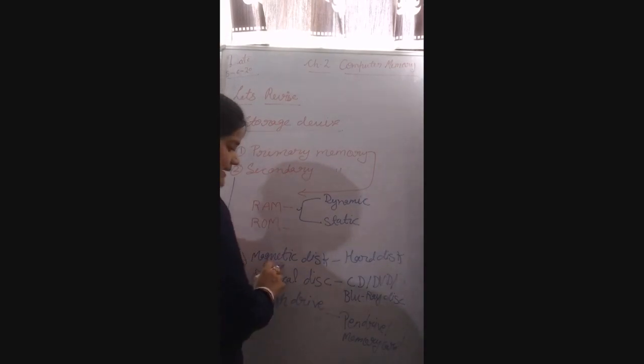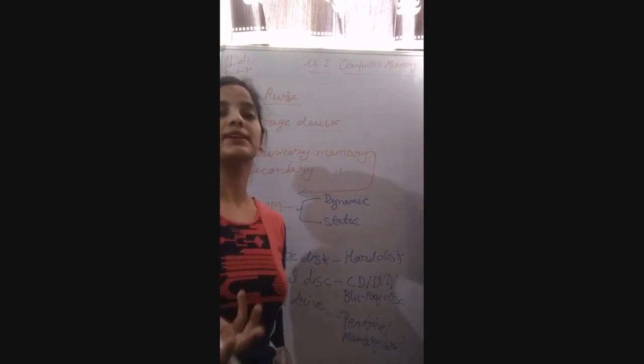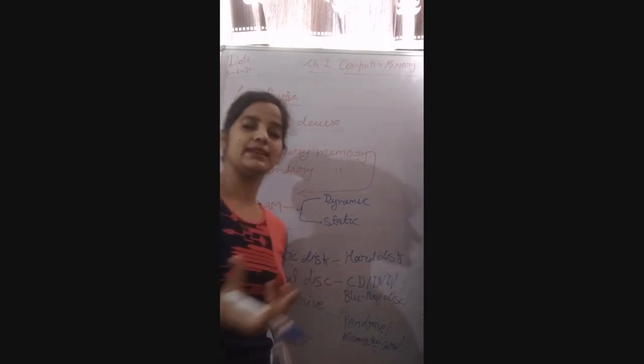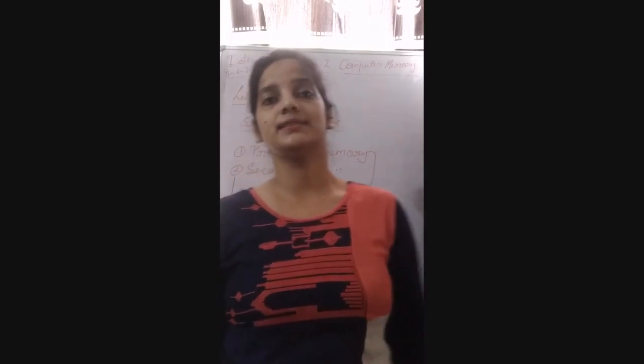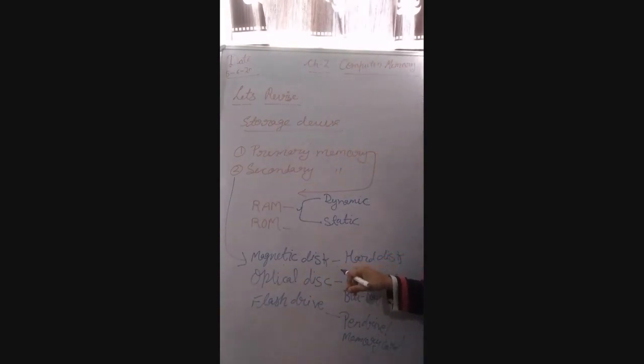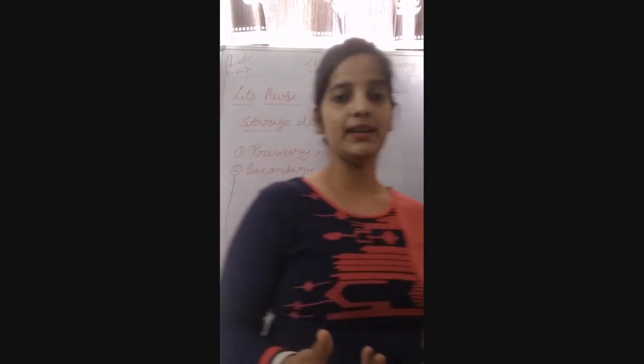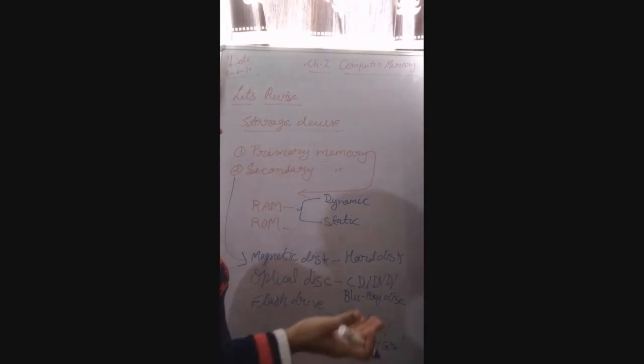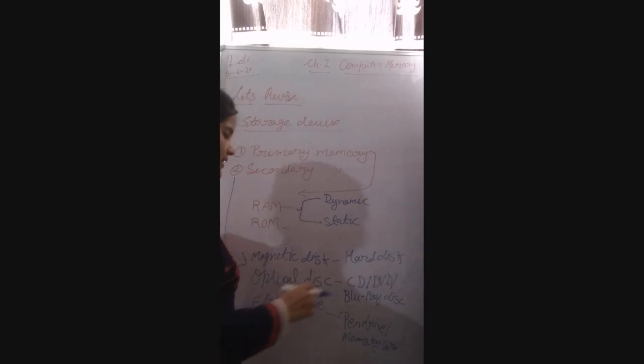So magnetic disk means it is covered with a magnetic coating. So here is the hard disk. Same, in the hard disk there are many platters which are covered by the magnetic coating, and both surfaces, up and down, are used to record the data.